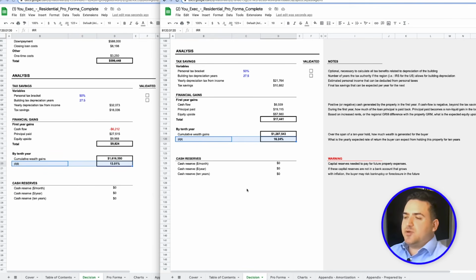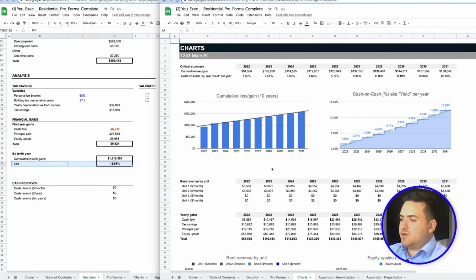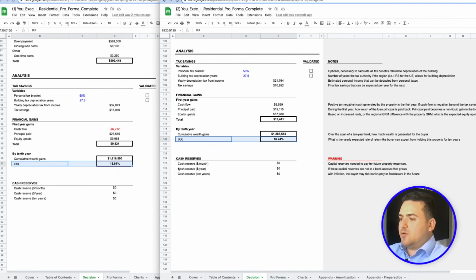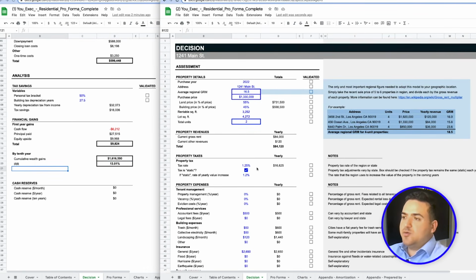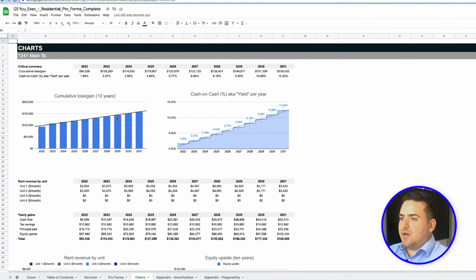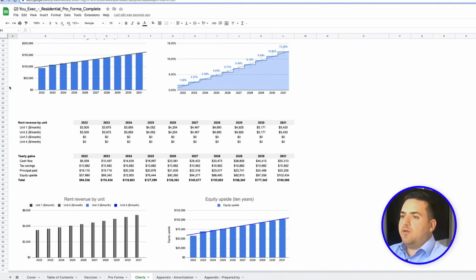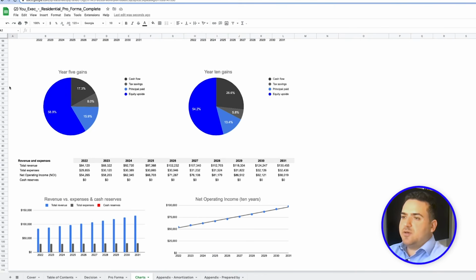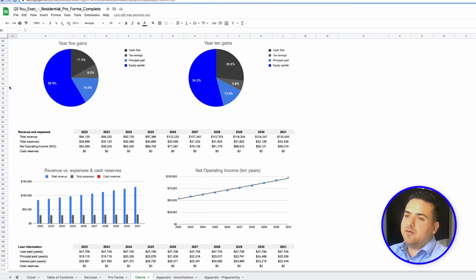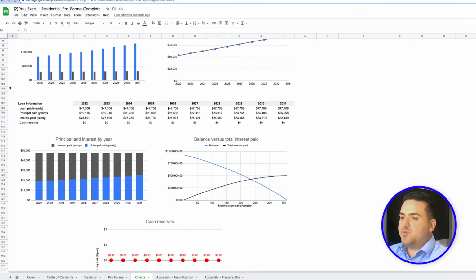So using this spreadsheet and by looking at the different charts and how the growth rate comes through, you can use this spreadsheet quite effectively to compare the return on investment on two similar properties. Lastly, in the charts sheet, you can see a wide variety of charts and pie charts and bar charts so that you can better understand the growth of value and wealth that's generated with this property.